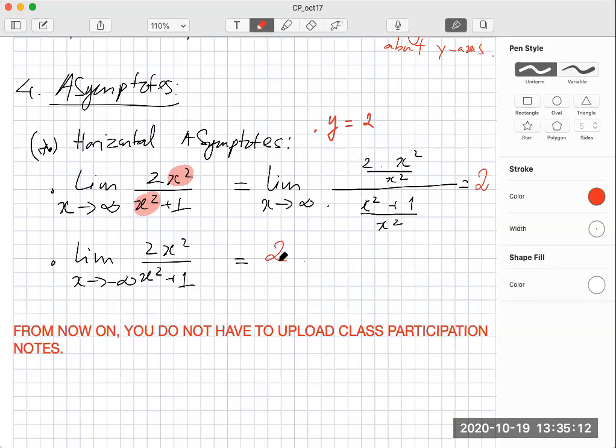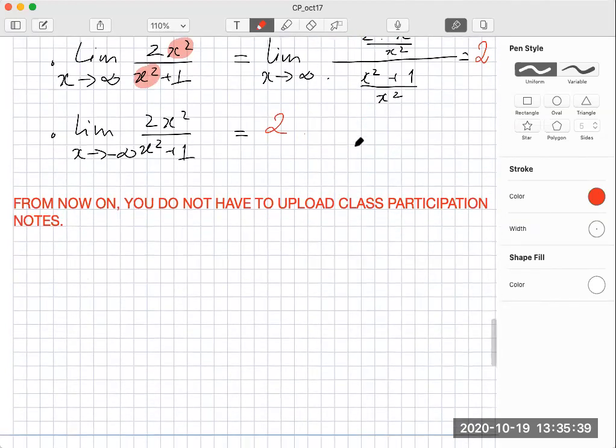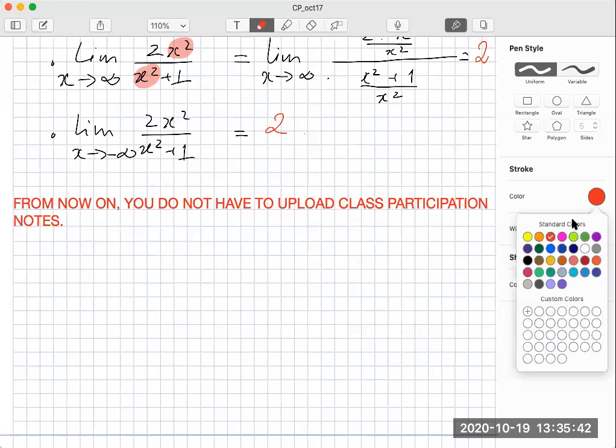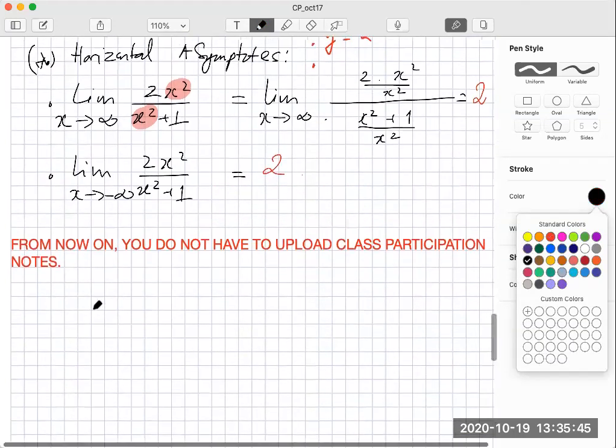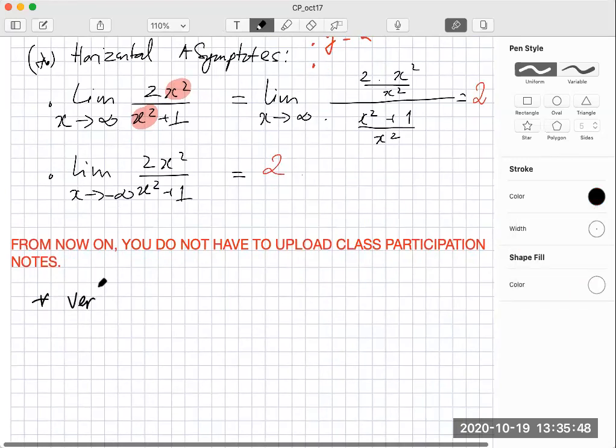And when x approaches negative infinity, what is the horizontal asymptote? Also, y equals 2 is the second one, right? Which is identical to the previous one. So we have only one horizontal asymptote. Okay, now we need to find the vertical asymptote.